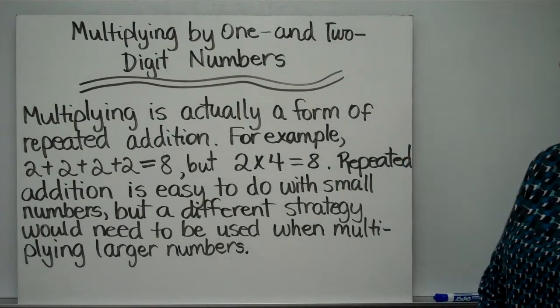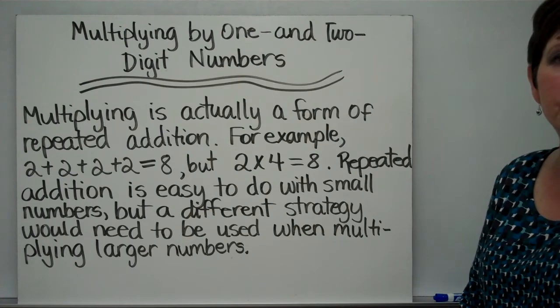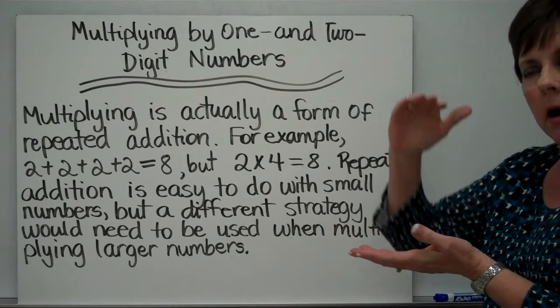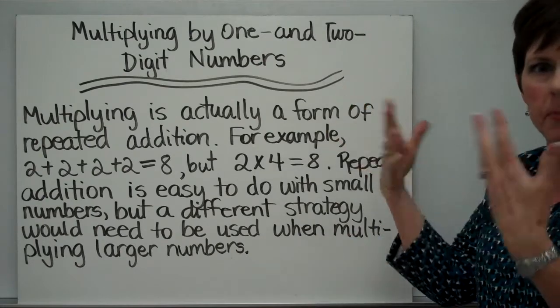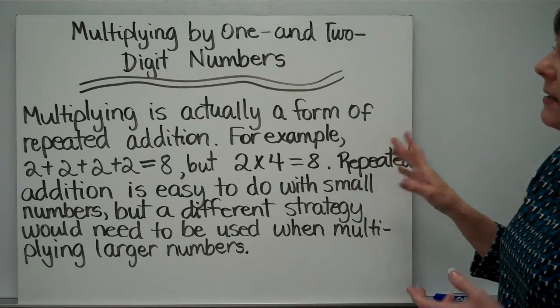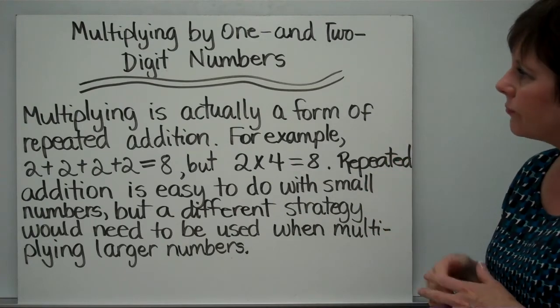Tonight's lesson is going to be on multiplying by 1 and 2-digit numbers. This means that the numbers on the bottom, or the second set of numbers, is going to be either 1-digit or 2-digit. All right, let's talk about multiplying for a little bit.